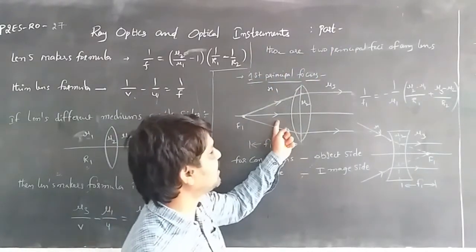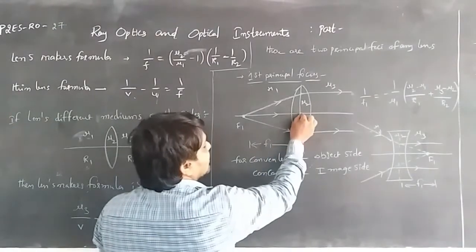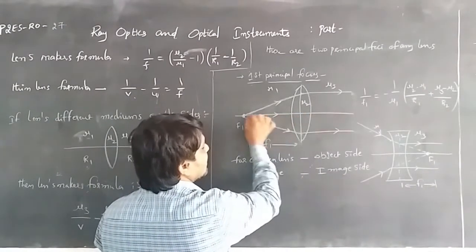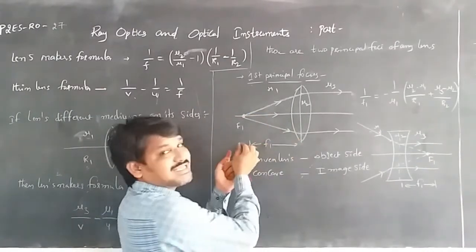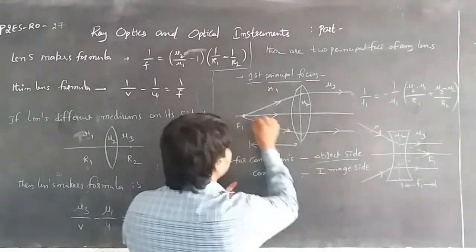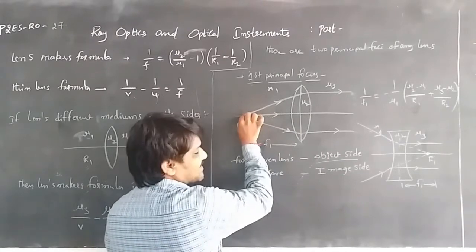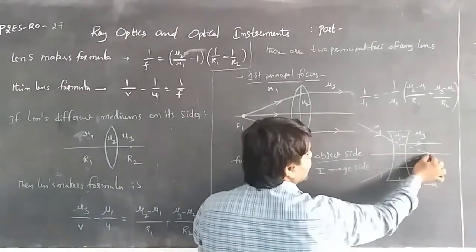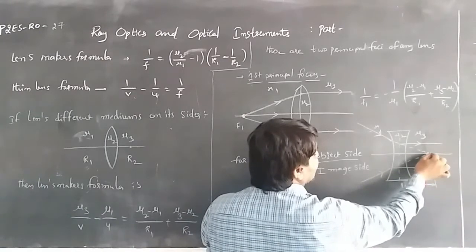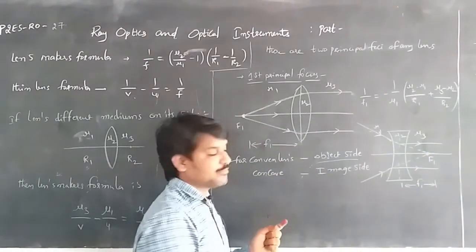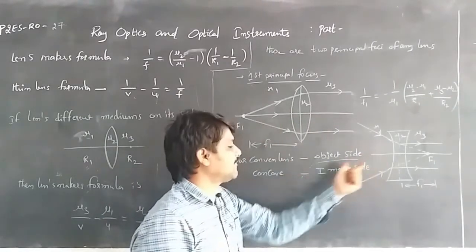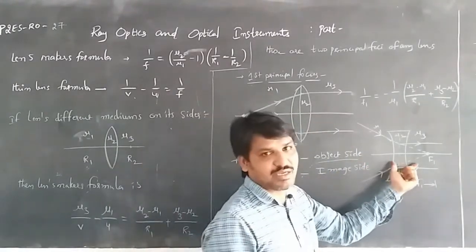So the first principal focus for the convex lens is on the object side, meaning the object is placed there. For a concave lens, the principal focus is formed at the object or image side: for the convex lens, the object side, and for the concave lens, the image side principal focus is taken.